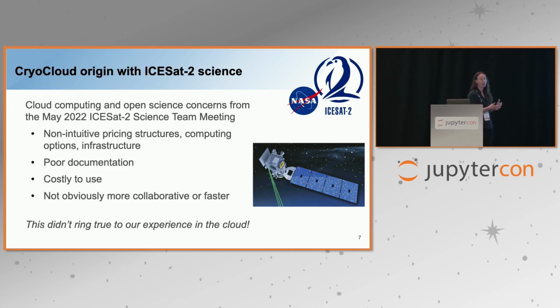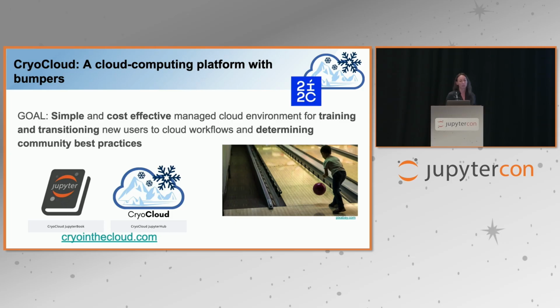I was a postdoc at the time, and Joanna Millstein was a graduate student at the time. We'd worked on some 2i2c-built JupyterHubs before and knew that this really didn't ring true to our experience. So we decided to work with 2i2c to build a JupyterHub cloud computing platform for our community to use. We built the platform with bumpers. It's a simple and cost-effective managed cloud computing environment for training and transitioning new users to the cloud and determining community best practices. You can find us at cryointhecloud.com.